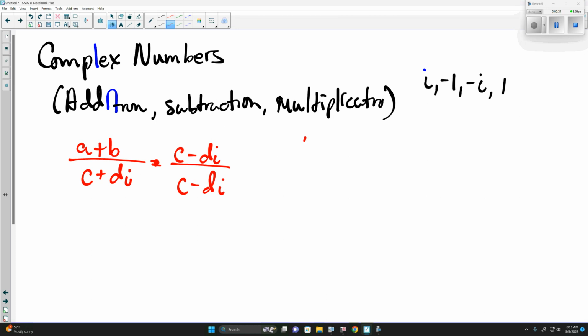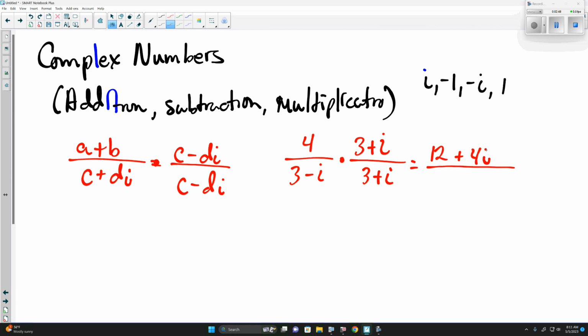Yes, because if we had 4 over 3 minus i, we would multiply top and bottom by 3 plus i. The numerator, 4 times 3 is 12, 4 times i is plus 4i. The denominator, 3 times 3 is 9. 3 times i is going to be plus 3i. Negative i times 3 is negative 3i. And negative i times i is negative i squared.